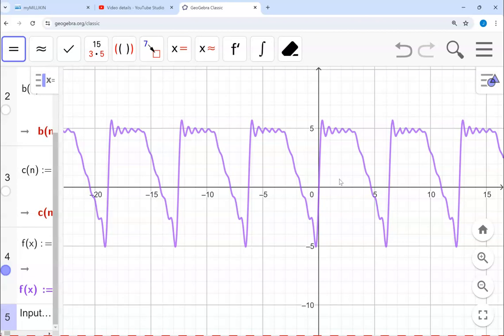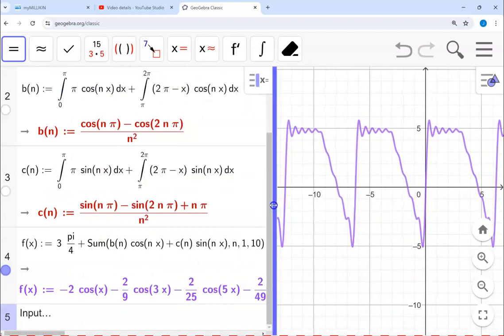Close, but it's not quite right because it should stop at 0, right? It shouldn't dip below the x-axis. So let's see. Oh, I know what I forgot. What did I forget? We did forget something. The 1 over pi, right? I didn't put the 1 over pi in front of these pieces, correct? We didn't divide by the pi.